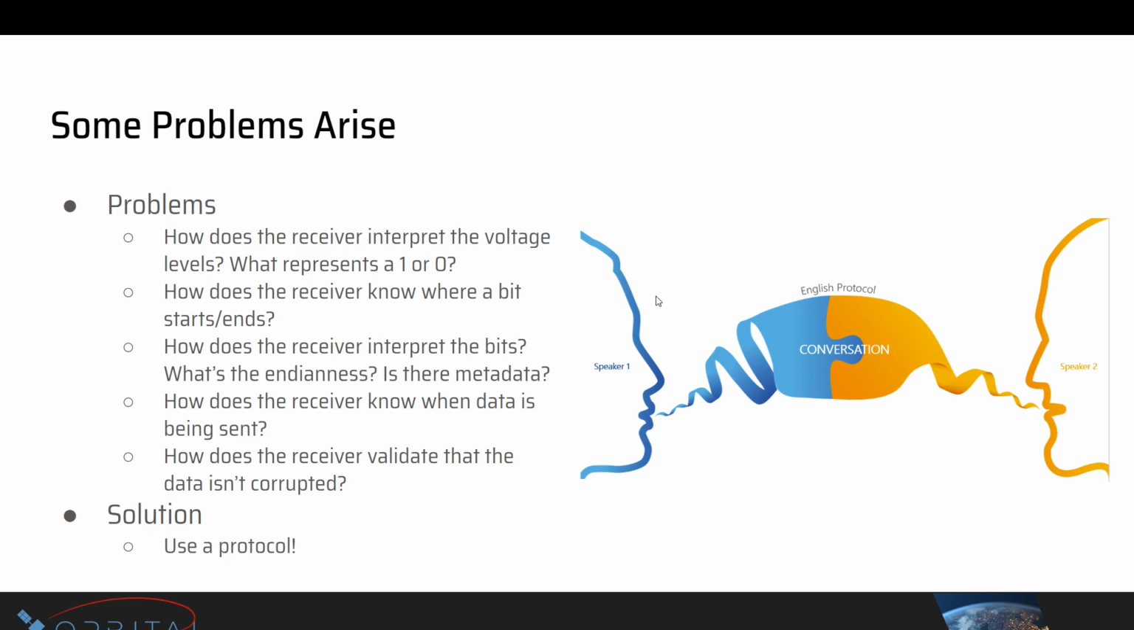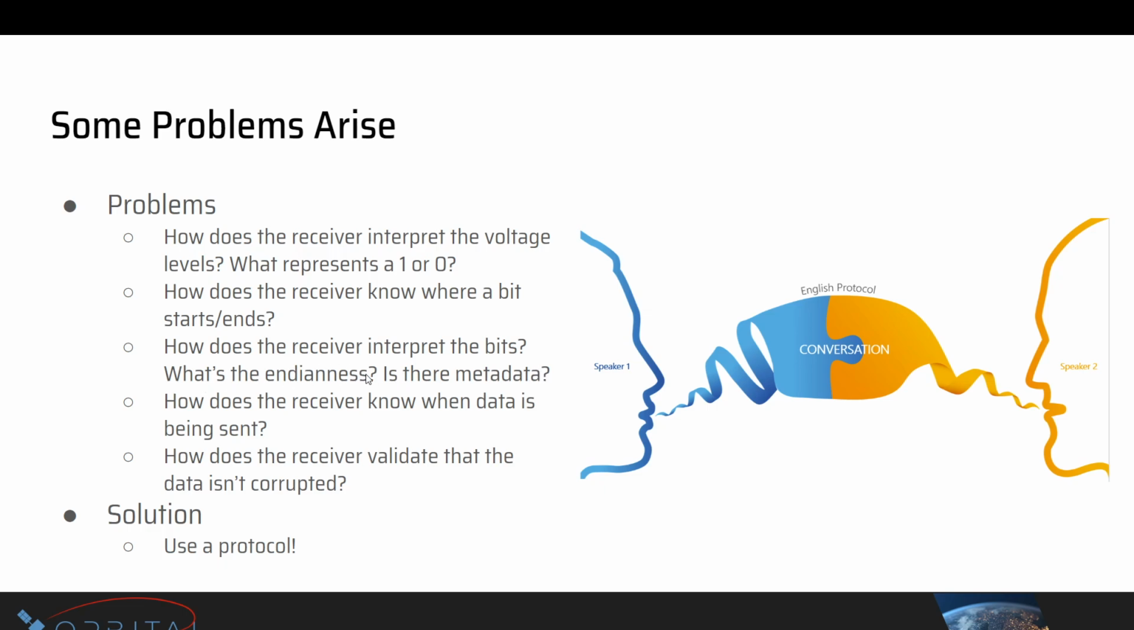So we have some problems. First of all, how does the receiver interpret the voltage levels? We talked about this: which voltage level means a 1, and which one means a 0. Also, how does the receiver know where a bit starts and ends? When I'm talking, you can tell when I start my sentence and when I finish it. But it's not like that when you're sending ones and zeros, because the bus is always idling at some point, and you don't know if that's actual data being sent or not. If it's staying at one, you don't know if that's multiple ones or if they just forgot to change it.